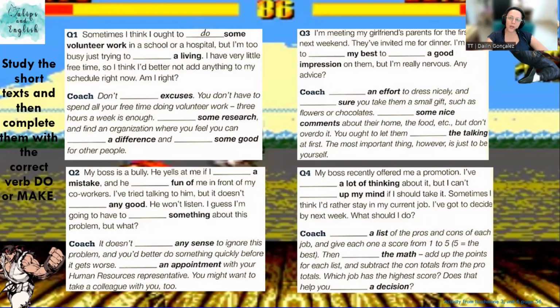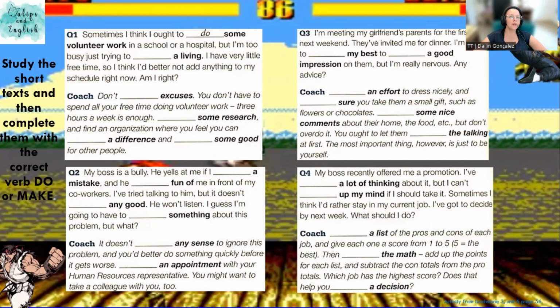You have watched the video and now you have a good list of collocations you could use with do and make. So to put that into practice, let's go over here to this exercise. You have a couple of people who need help. They are telling the story to this coach, this person who's helping them. First of all, study these four short texts, these four short conversations. Take notes of words you might not know. And after that, complete them with the correct verb, either make or do.